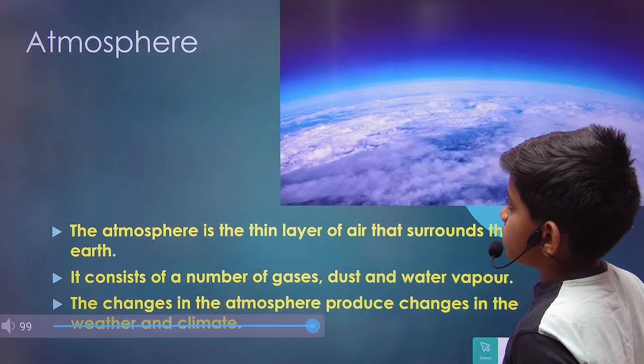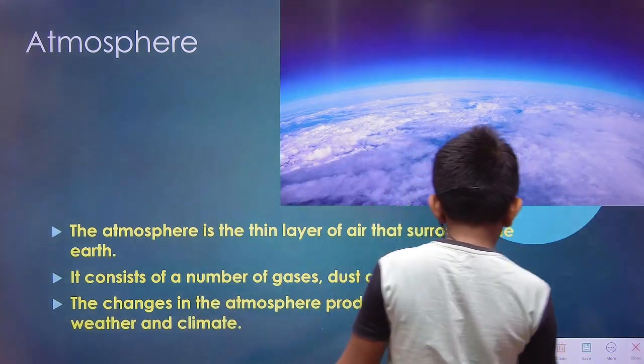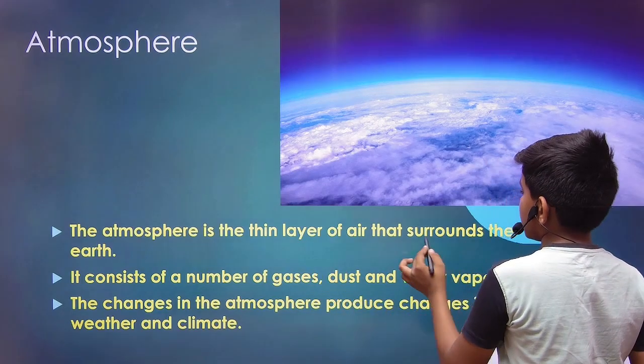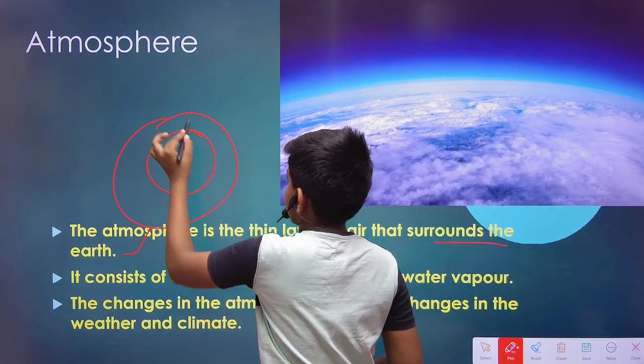Water is very important for all living organisms. Next, atmosphere. Now what is this atmosphere? The atmosphere is the thin layer of air that surrounds the Earth. Now this is the air, the thin layer of air.